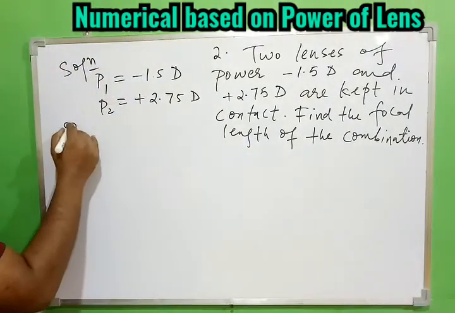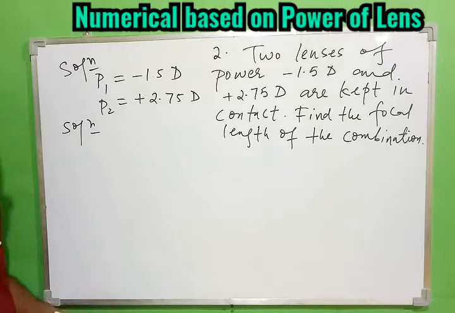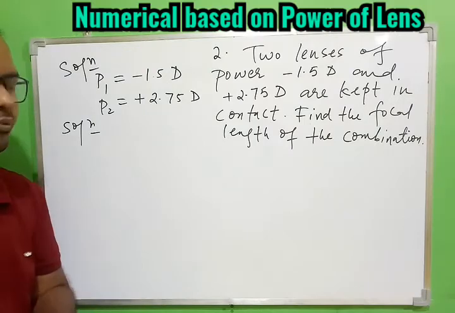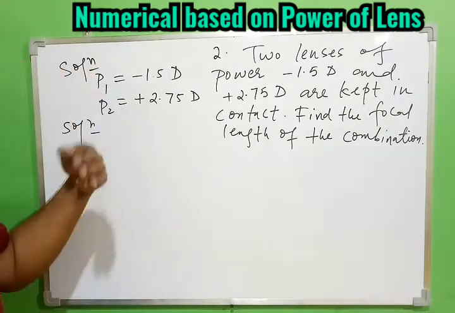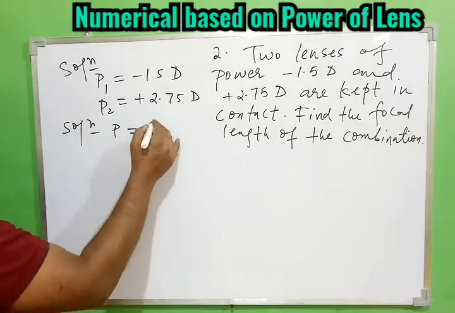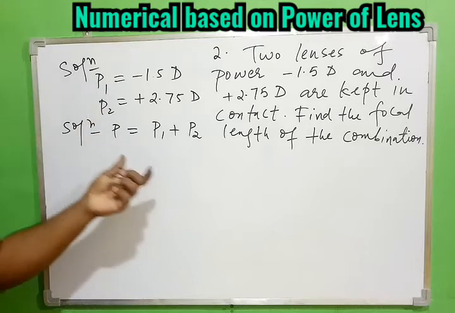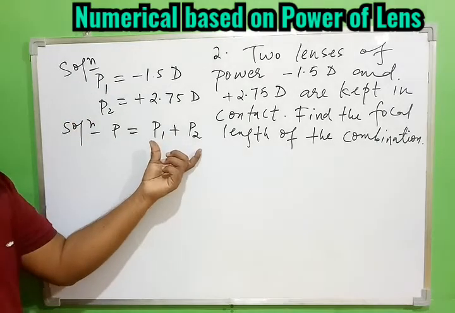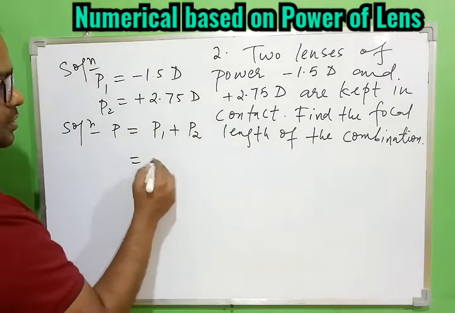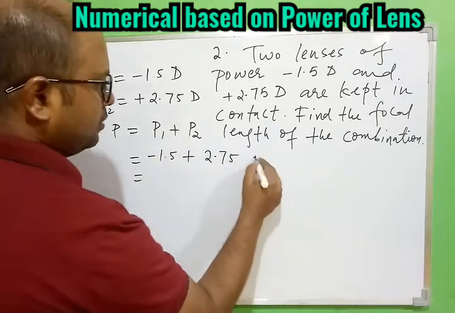We can apply different methods like I already did in the previous lecture. Either you first find the focal length of the first and second lens, and then find the focal length of the combined lens, or we can directly apply the formula here itself. If P is the power of the combined lens, then P is equal to P1 plus P2, where P1 is the power of the first lens and P2 is the power of the second lens. Adding these together gives the power of the combined lens. So this is minus 1.5 plus 2.75.